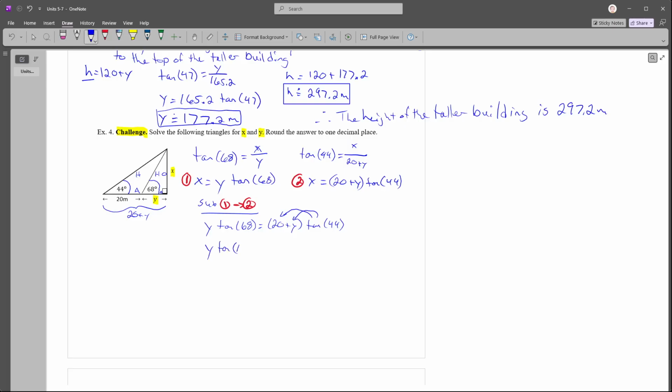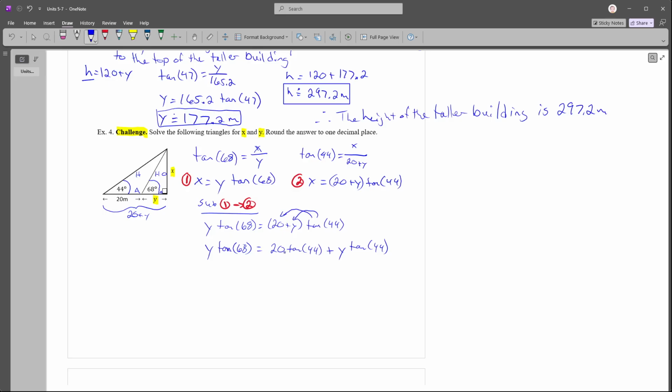Y tan of 68. Okay, that's a terrible end. And then we're going to multiply through. So that means we have 20 tan of 44 plus y tan of 44. Okay, so what can we do now? Well, we can start collecting our terms, bring everything together. So let's do that the best we can. So let's bring our values with y together. And we'll leave our 20 tan 44.